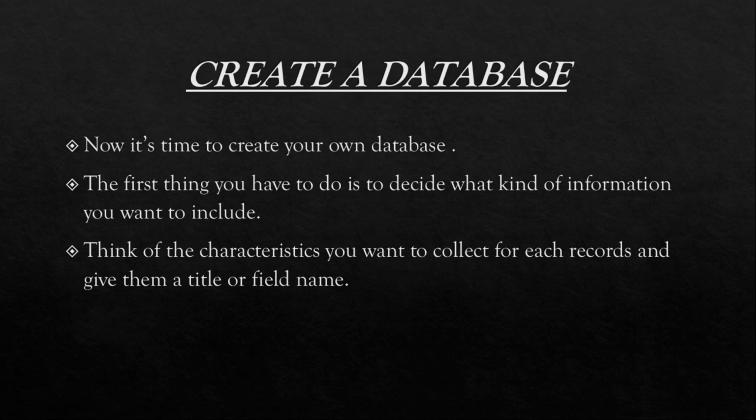In the previous lesson we were discussing the school database, and inside that school database there was a students table and a teachers table, and the information about all the students and all the teachers was in that database. So in today's class we first have to think of what kind of information we want to include in these databases. Think of the characteristics you want to collect for each record and give them a title or field name. So the first thing is thinking about your topic, that is, what information you should include in the database that you are going to create.